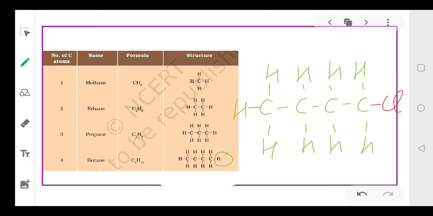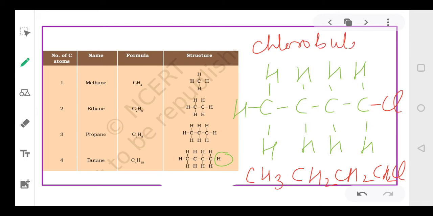Now what is the formula of this compound, dear students? You will write, this is your CH3, this will be your CH2, this will be again your CH2, and this will be your CH2Cl. And what will be the name? It will be called chlorobutane. Now instead of chloro, if we had used bromo, we would have written bromobutane, bromopropane, bromomethane. Okay, I hope this is clear.